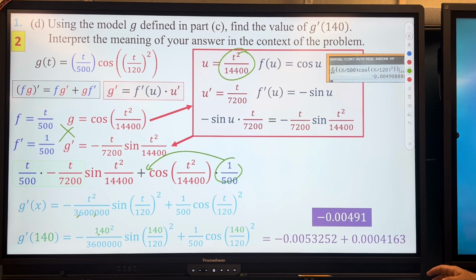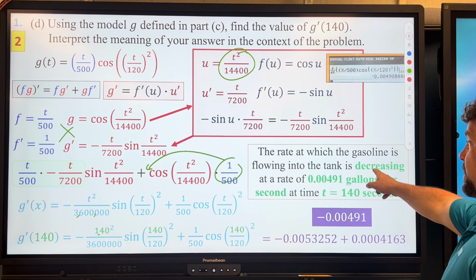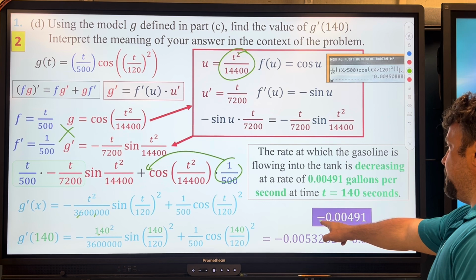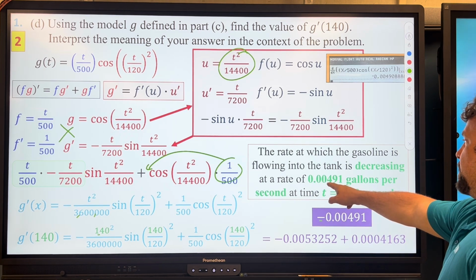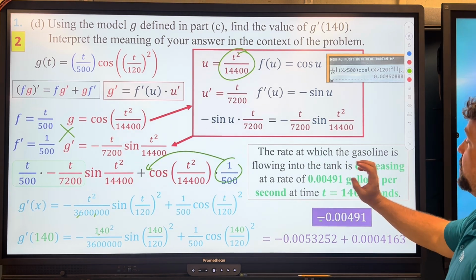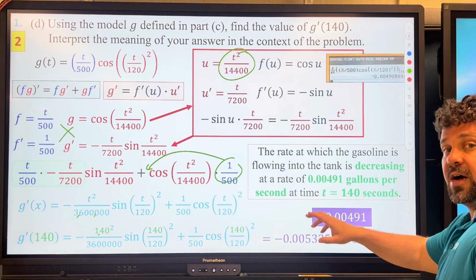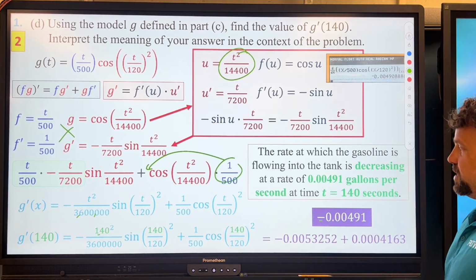Now this seems like a lot of work. So what this says is the rate at which the gasoline is flowing into the tank is decreasing. This is the important part: you tell what it is. It's decreasing because it's negative. If positive, it's increasing at a rate of 0.00491 gallons per second. You have to tell the units. And when you say time, always say at time t equals 140 seconds.